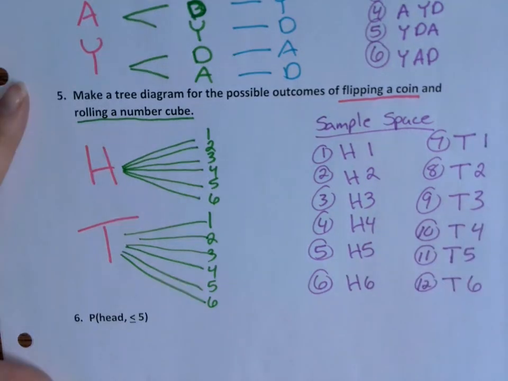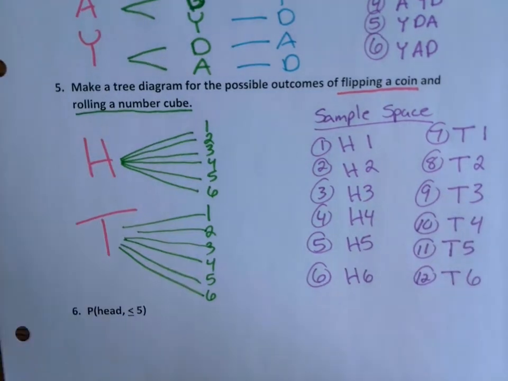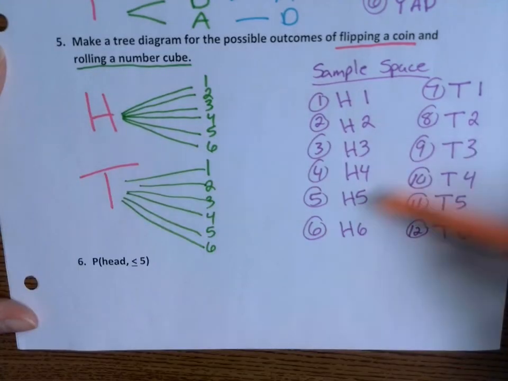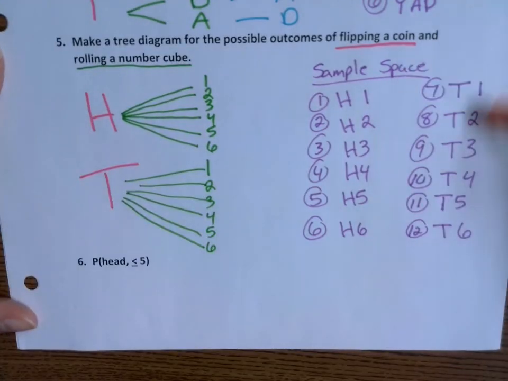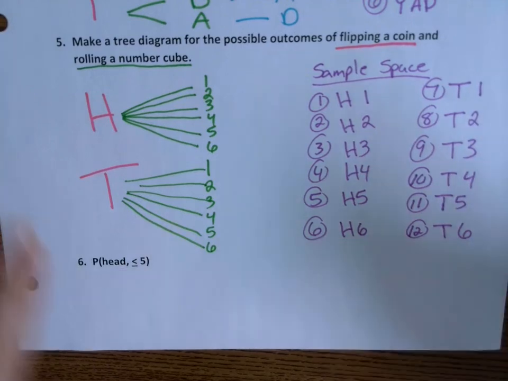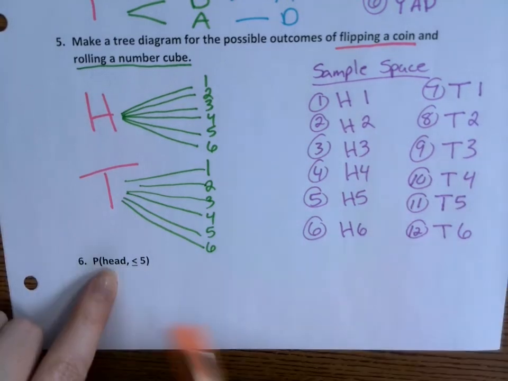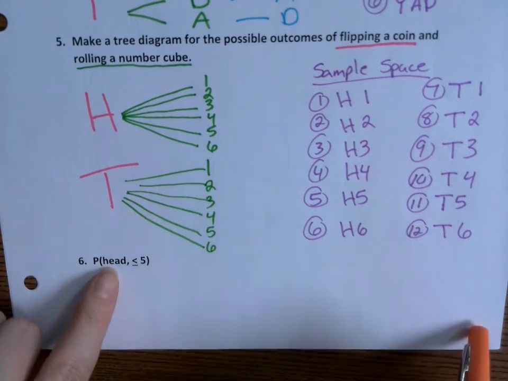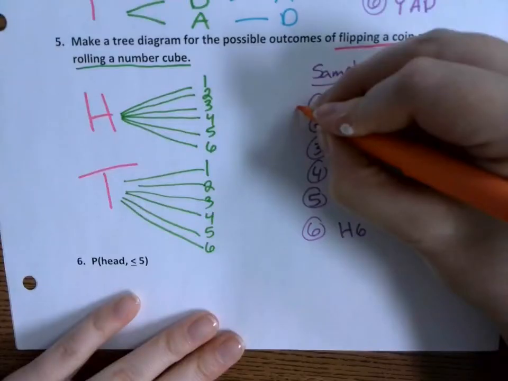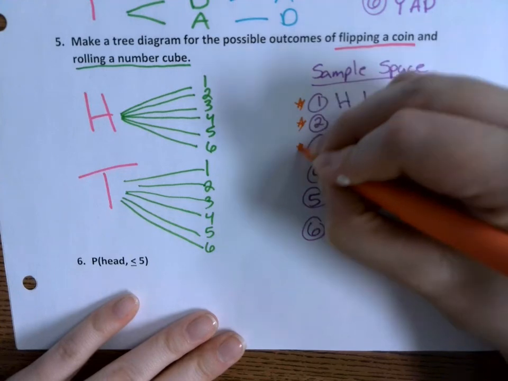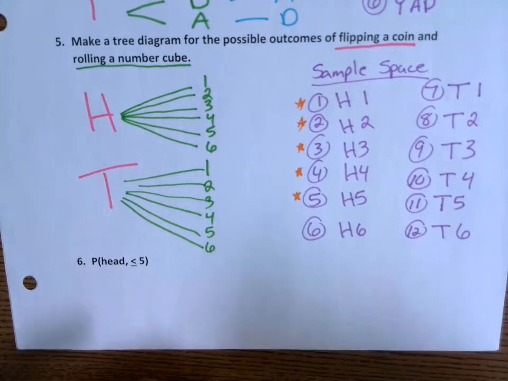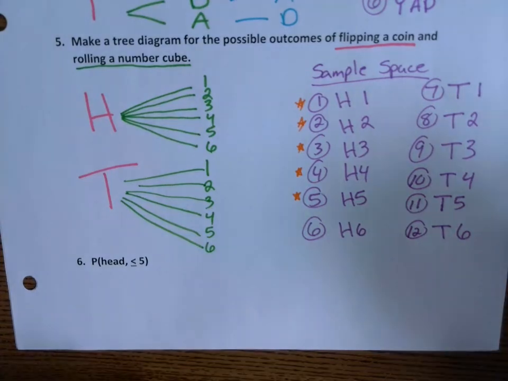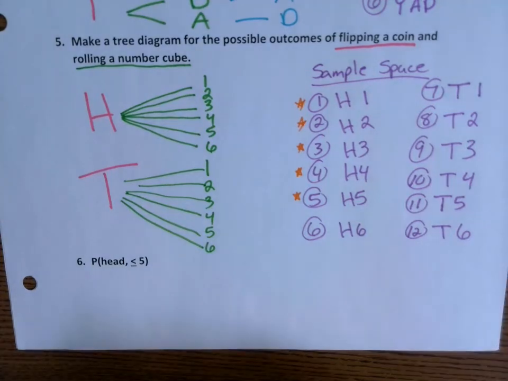Now, I could use my sample space to identify the probability that I'm going to land on heads and a number that is less than or equal to 5. I could do that. That would be 1, 2, 3, 4, and 5 in my sample space, which would be 5 out of 12. Very, very simple. Or I could use what we learned with the fundamental counting principle.